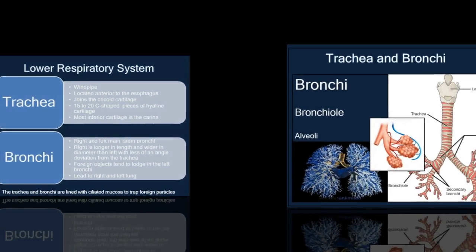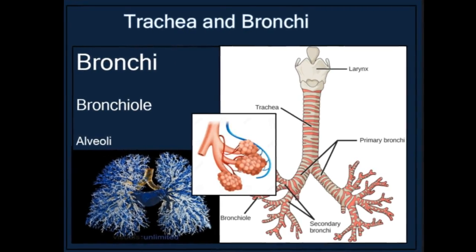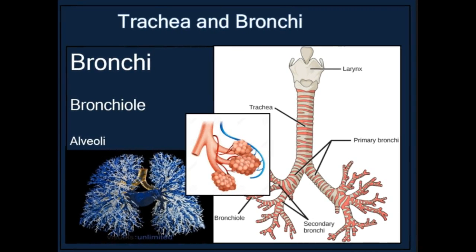Alveoli is where the exchange of gases occur in the lungs. Branches of the pulmonary artery bring deoxygenated blood to the alveoli. CO2 leaves the blood and oxygen goes in. Blood is returned to the left side of the heart via the pulmonary veins. A cluster of alveoli is located distal to each bronchiole and is called alveolar sacs.